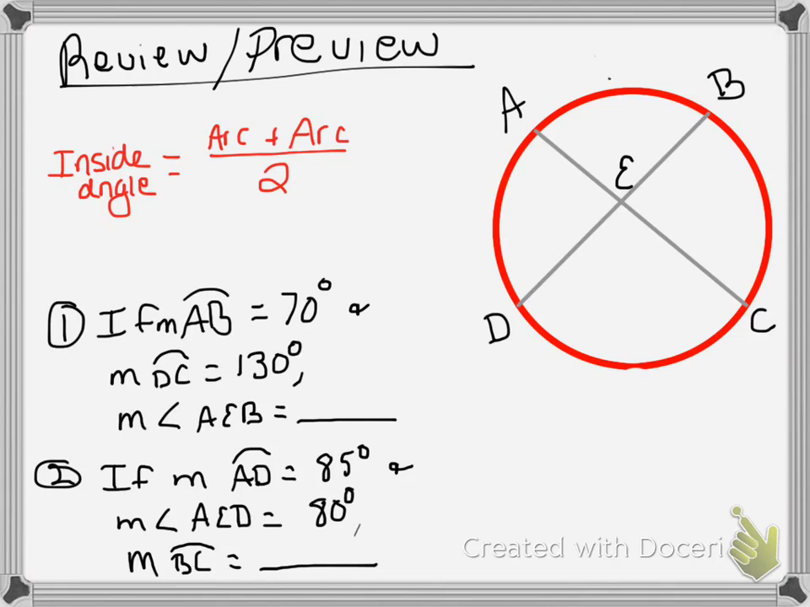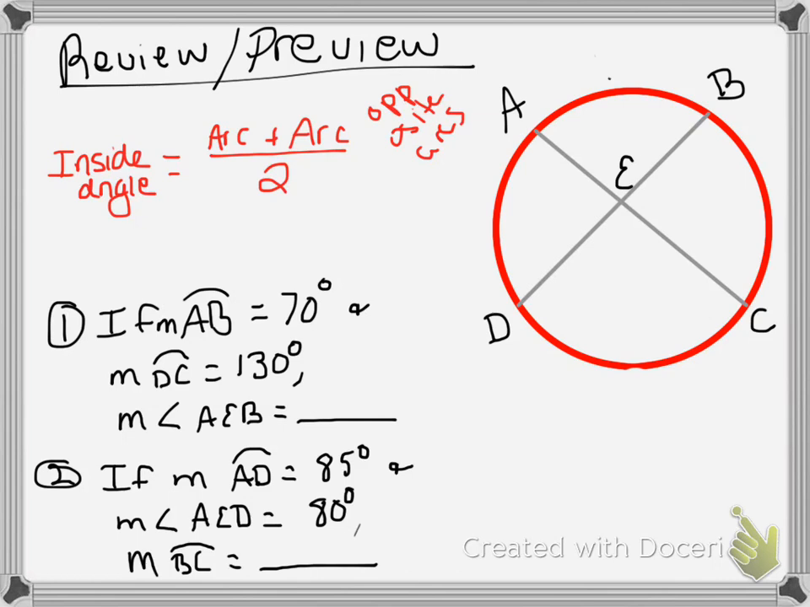So here we have the formula. Inside angle equals arc plus arc divided by 2. Now when I'm talking about the two arcs, these are the opposite arcs, which means the arcs that are across from each other. So opposite arcs. Okay, so let's look at number 1.